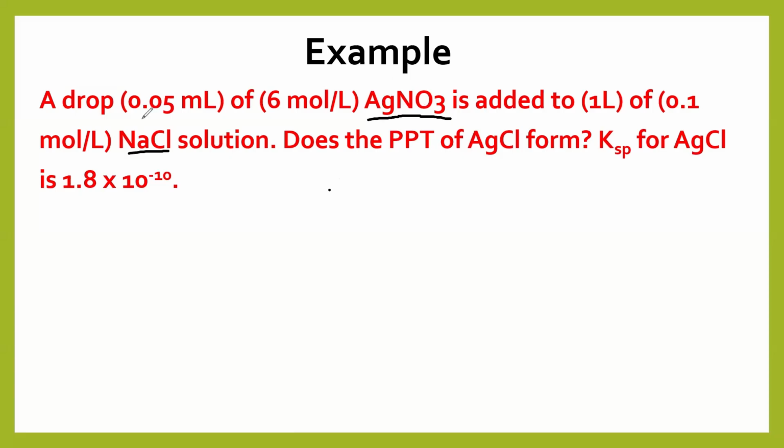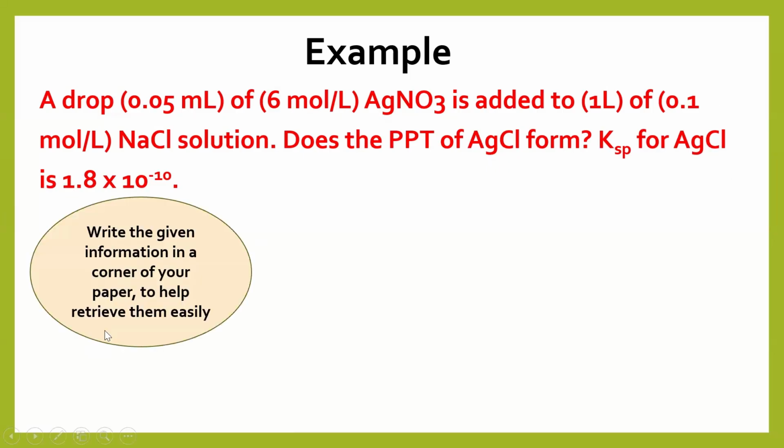We have more pieces of information which are very, very important. We have 0.05 ml of 6 mole per liter silver nitrate. This is a volume, and this is the concentration. This is an initial concentration of the silver nitrate. And we have 0.1 mole per liter initial concentration for sodium chloride, and the volume is 1 liter. The question is, does the precipitate of silver chloride form? The Ksp value for the product is given.